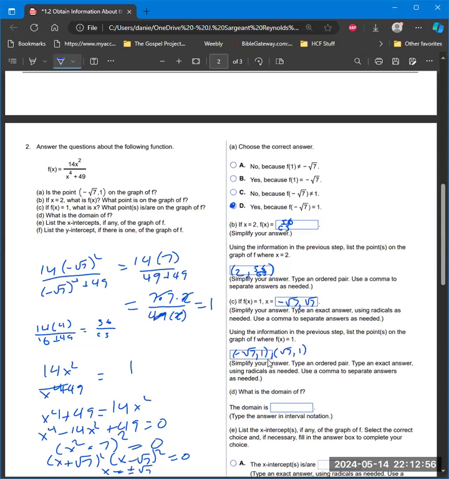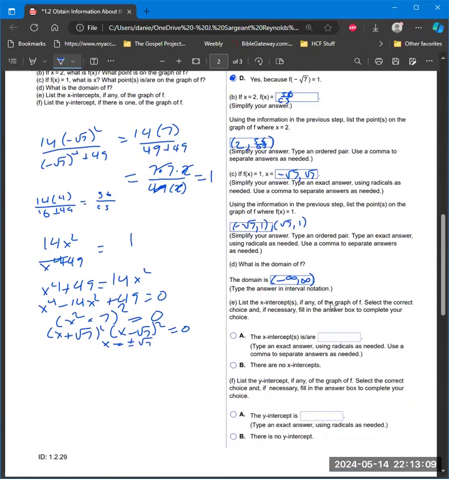The domain here, because there are no numbers that make the denominator equal to 0, is all real numbers. And the only x-intercept is at (0, 0). And that's also the y-intercept.